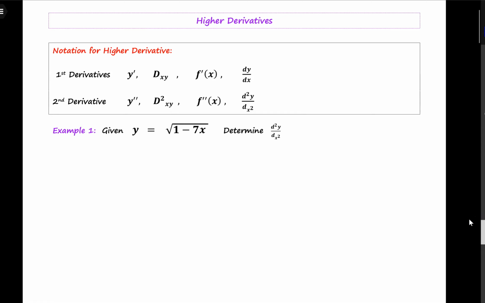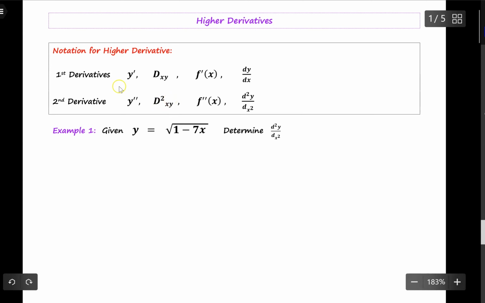Hello everyone. In this video, we will work with higher derivatives and we will go up to second derivatives in this lesson. The notation for the higher derivative depends on the number of primes that you have here and also the exponent.